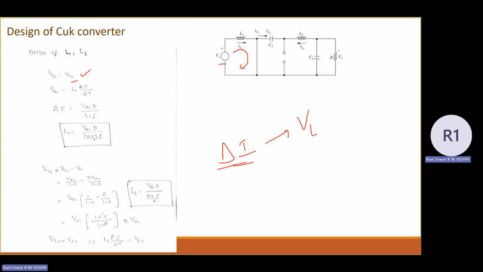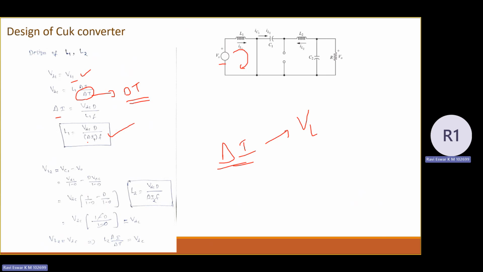From this, I can write VL1 as L del I by del T. So from this, del I can be written as VDC D by L F. This del T, I can replace as D into T because this is the mode 1 equation. During on time, I am checking what is the ripple current del I. You can take mode 2 also. Both come the same only, there is no deviation. Both the L1 design equations come similar. So from this, I am getting L1 as VDC D by del I1 into F.